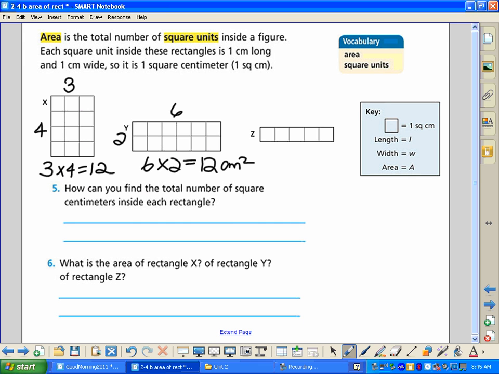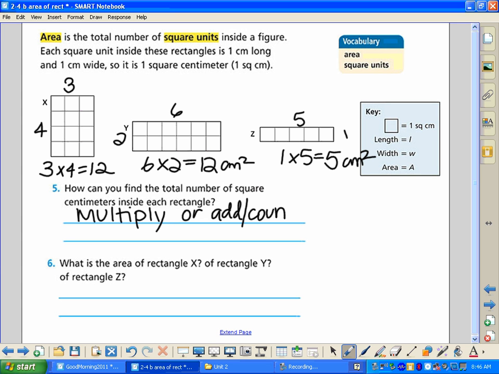Okay, how about Z? There's only 1 row. 5. So 1 times 5 equals 5 square centimeters. Okay, so how can you find the total number of square centimeters inside each rectangle? What are 2 options that we have? I can either multiply or add or count, right? So I can count each box that I have.